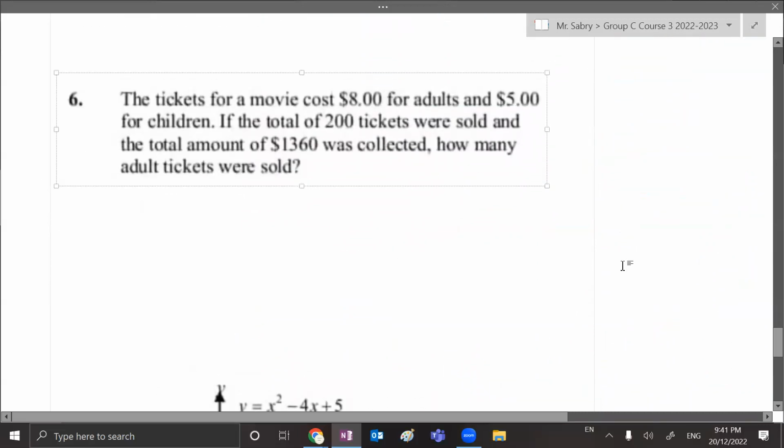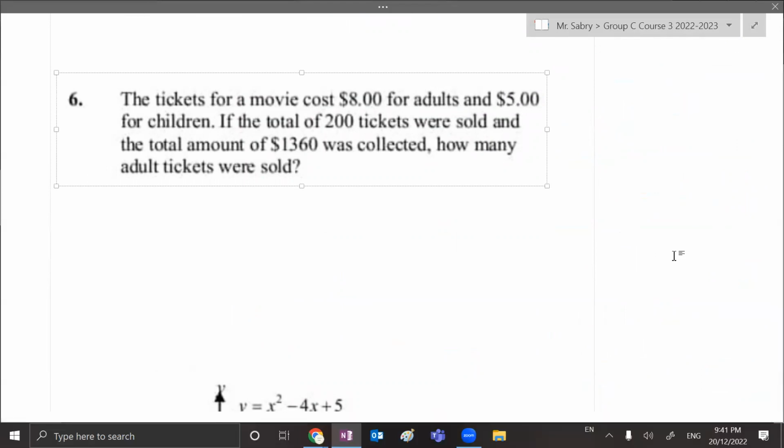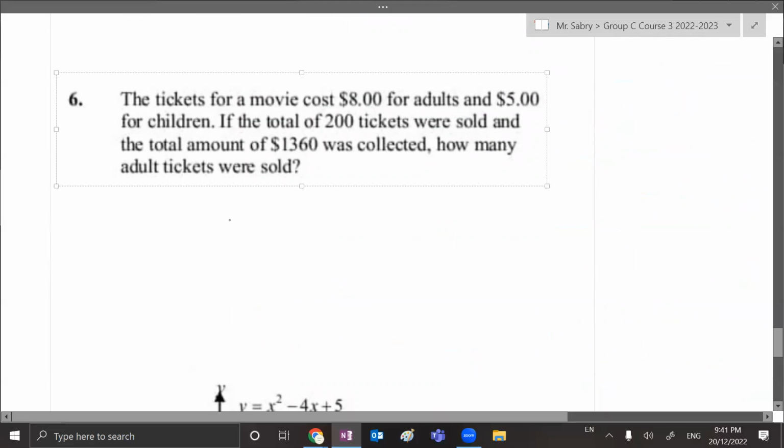Now number 6 says the tickets for a movie cost 8 for adults and 5 for children. If a total of 200 tickets were sold and the total amount is this much, how many adult tickets were sold? That's a pure system of equations. You have adults and you have children. Apparently each adult costs 8 and each child costs 5. I have a total of 200 tickets, which means that the adults plus the children are a total of 200.